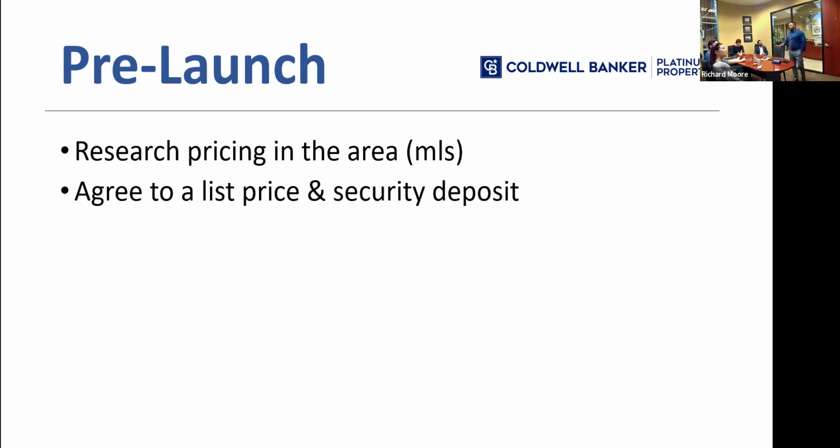Agree to a list price and a security deposit. Within the lease listing agreement, there's a line for the actual monthly lease price, and then what the security deposit is going to be. And in most cases, it's going to be 1 month.